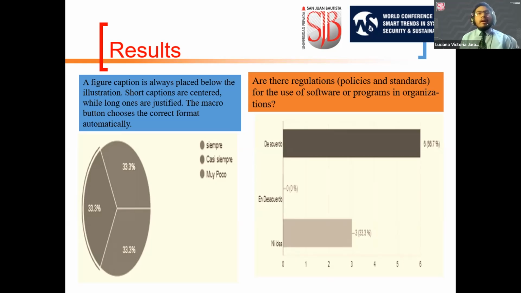33.3%, almost equal, very slightly equal. Are the regulations, policies, and standards for the use of computer programs in the organization? 66.7% in agreement, 0% in disagreement, 23.3% no idea.